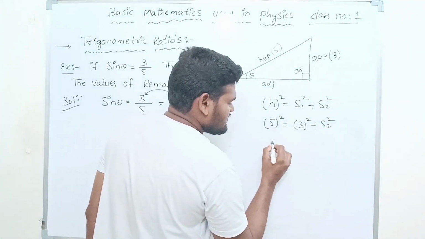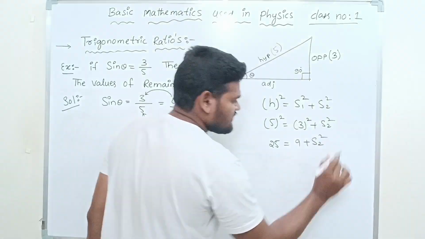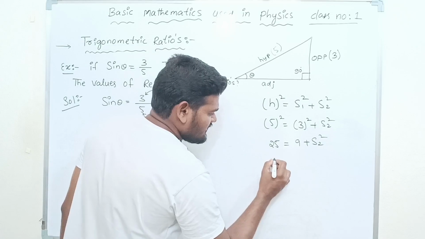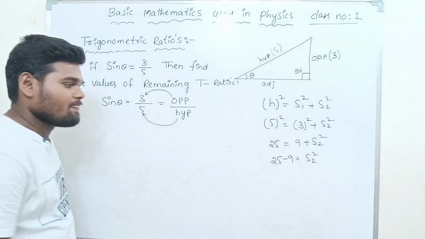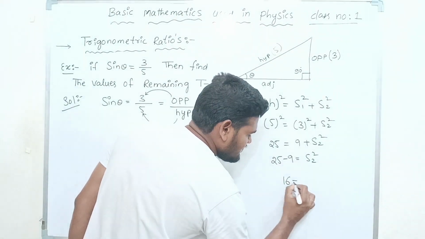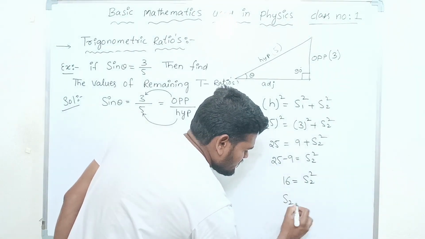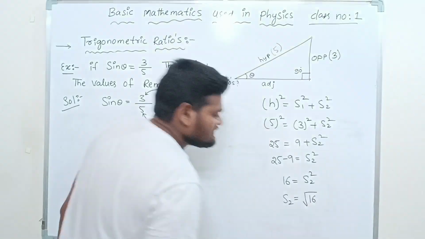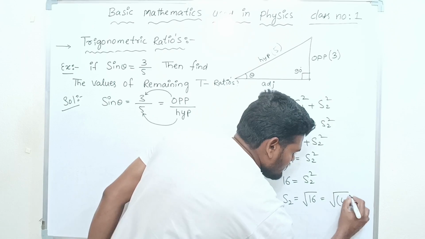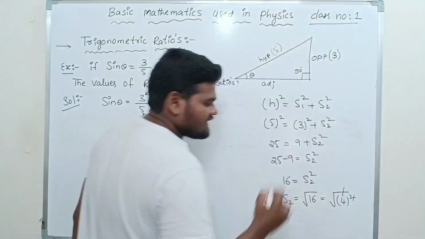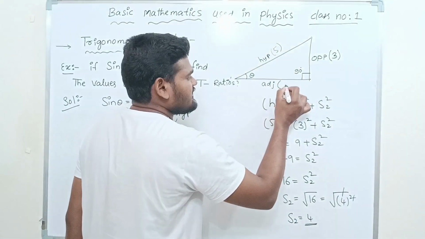So 5 square is 25, which is equal to 3 square, which is 9, plus s2 square. If we bring this 9 to this side, it becomes negative: 25 minus 9 is equal to s2 square. 25 minus 9 is 16, which is equal to s2 square. If the square comes to this side, it becomes root. Therefore, s2 is equal to root over 16. Root 16 is nothing but the square root of 4 square, so the square and root get cancelled out. So s2 is equal to 4. So what is the value of the adjacent side now?